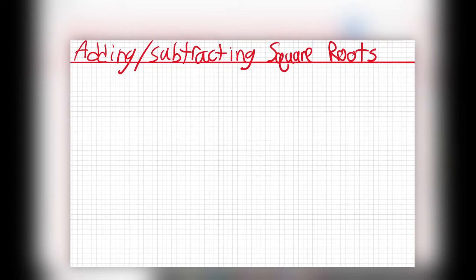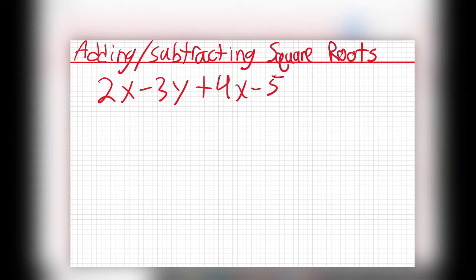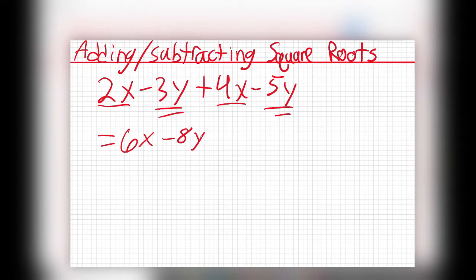So today we're going to be going over adding and subtracting square roots. Adding and subtracting square roots are very similar to combining like terms. Like for example, if you were given the problem 2x minus 3y plus 4x minus 5y, we're only allowed to combine our x's together and then our y's together. So 2x plus 4x is 6x, and then minus 3y minus 5y is minus 8y.